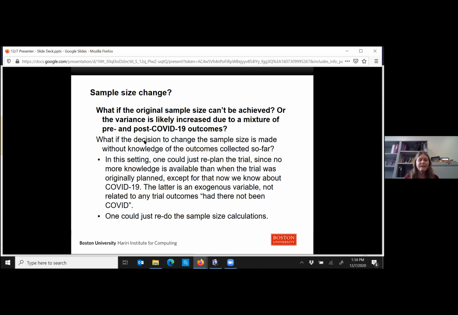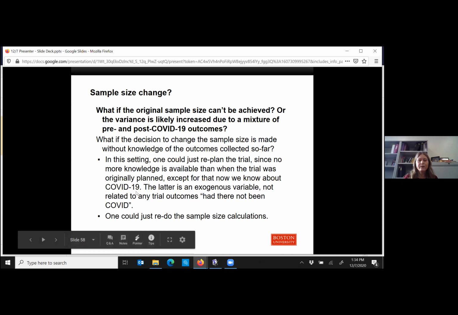So here we have two settings. It can be that the decision to change the sample size is made without knowledge of the outcomes collected so far. In such a setting, one could just replan the trial because what we know now is no different from what we know at the planning stage, except that now we know about COVID-19. But knowledge about COVID-19 is what is called an exogenous variable. It is not related to any trial outcomes had there not been COVID-19. In such settings, in collaboration with the regulatory agencies, one could just redo the sample size calculations.